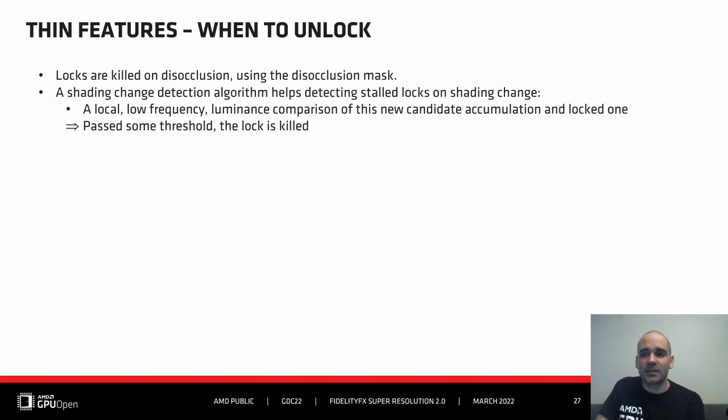To early kill stale locks, FSR2 relies on disocclusion and shading change tracking. On disocclusion, the lock is explicitly killed. If a new thin feature pops up in the disoccluded area, it is locked and it will be preserved for this frame. On shading change, the local low frequency new luminance is compared to the one at lock time. Past a defined threshold, the lock is killed. The luminance filter there is only comparing low frequencies to purposefully exclude thin features that are high frequency.